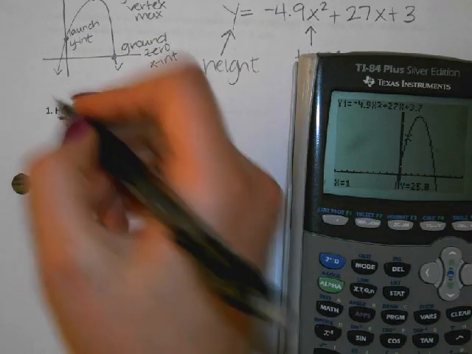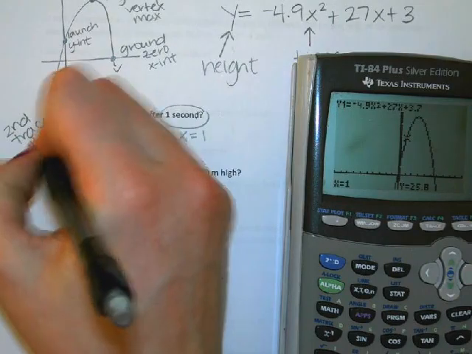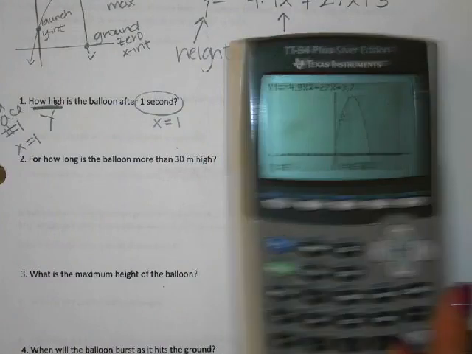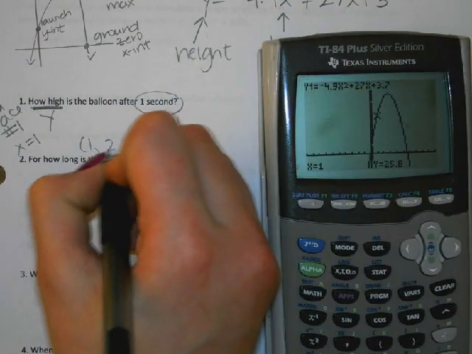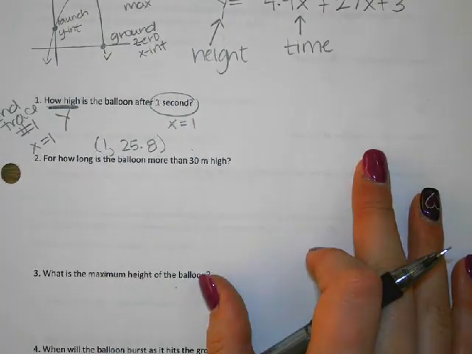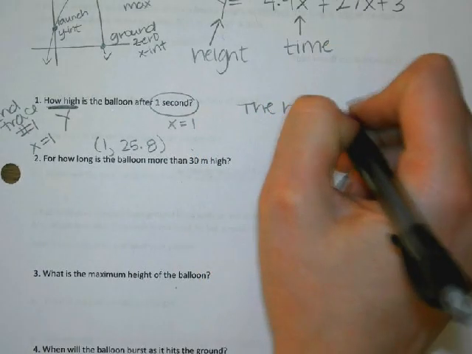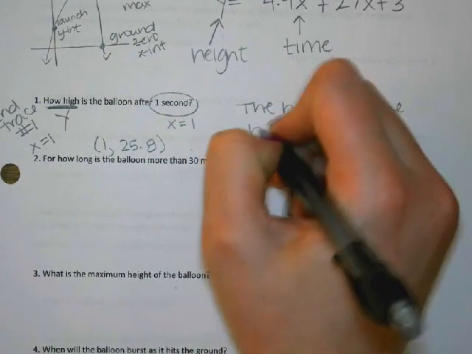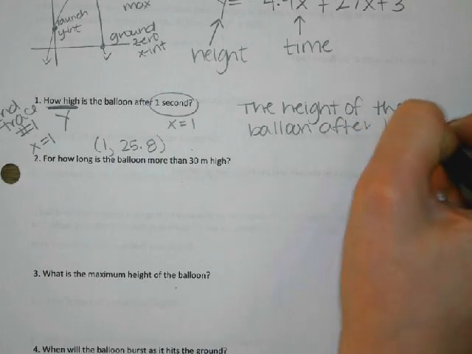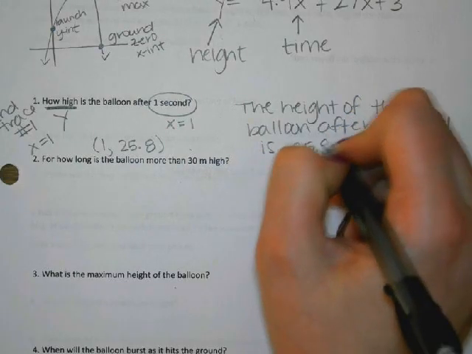All right, so I'm going to write off to the side that for this one I did second trace, number 1, and I plugged in x equals 1, and the point that it gave me as an answer is 25.8. Okay. So in the context of the problem, I'm going to say the height of the balloon after 1 second is 25.8 meters.